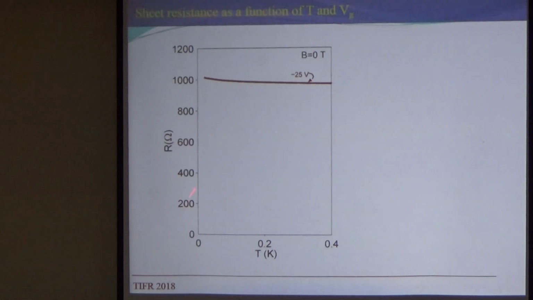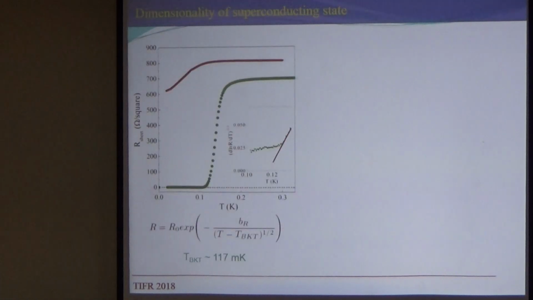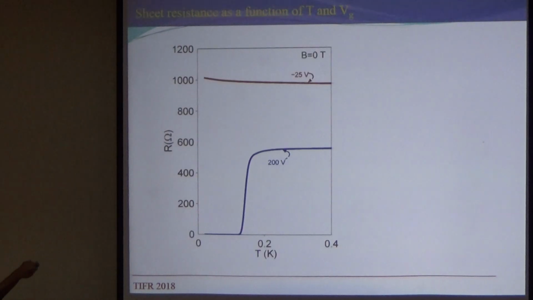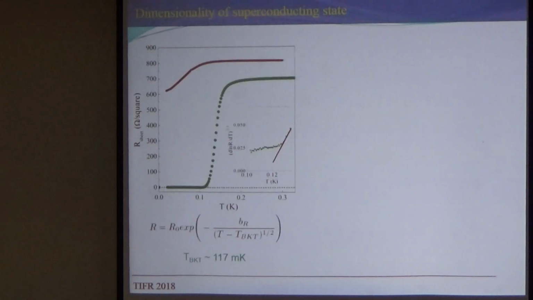And then we start measuring the resistance as a function of temperature at zero magnetic field. So this is at low negative gate voltage where my carrier density is very low. I increase the gate voltage and I can have superconductivity in the system, with Tc around 150 millikelvin, and you can just sweep the entire gate voltage range and map out the phase diagram.